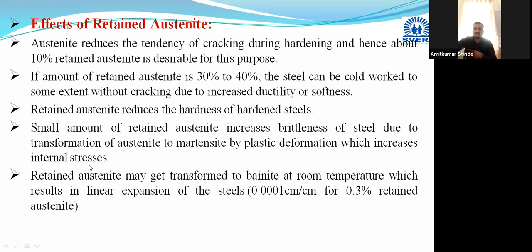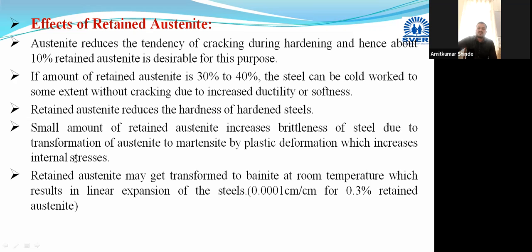Okay. Then a small amount of this retained austenite increases the brittleness of the steel. How does it increase the brittleness of the steel? Whichever retained austenite is there, it will get transformed to the martensite by plastic deformation. If retained austenite is there, then it will get transformed to martensite by some plastic deformation, and due to this process, internal stresses are increased, and hence that material or steel will become brittle.